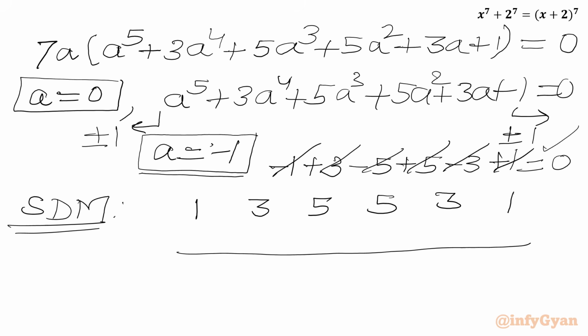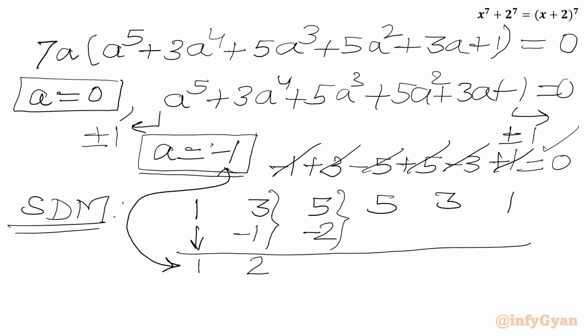Now we will put one line over there. 1 would be as it is. Now we have to multiply our base solution with leading coefficient 1. Minus 1 times 1 is minus 1. We will add these two and we can write 2 here. Similarly, minus 1 times 2 is minus 2. We will add these two. We will get 3. Minus 1 times 3 is minus 3.